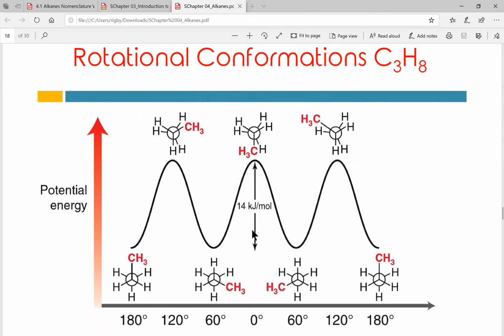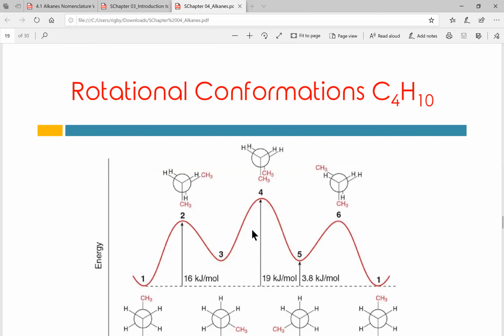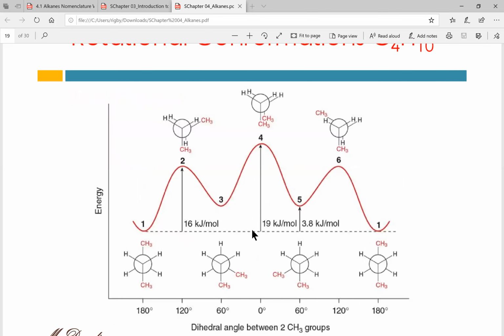So whenever you have a big group, it's going to really hate being by other big groups. So let's look at this example. You can see here that it still has the general shape of the other graph, where it goes up and down, up and down, up and down. However, the energy of certain conformations is going to be higher or lower than others.